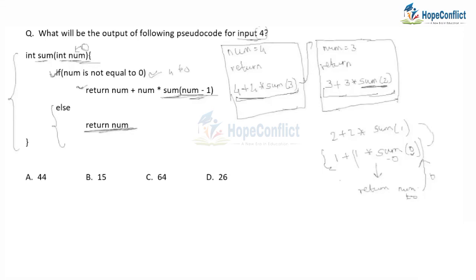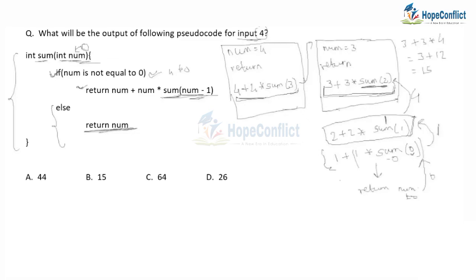So now in this particular statement, that is 2 plus 2 multiplied by sum of 1, this statement will change as 2 plus 2 multiplied by 1. So this value is 4, and the value 4 would be returned to the earlier function call. Okay, so the earlier function call, which was 3 plus 3 multiplied by sum of 2, will now get changed as 3 plus 3 multiplied by 4. This value is nothing but 3 plus 12, and it is 15. So 15 would get returned to the earlier function call.